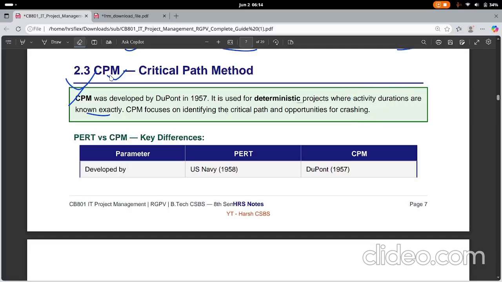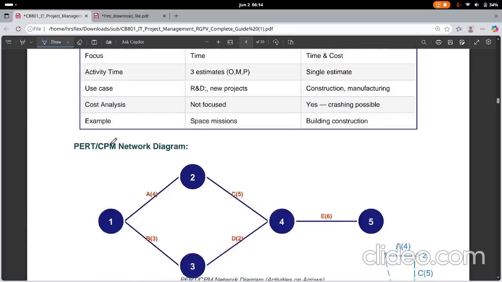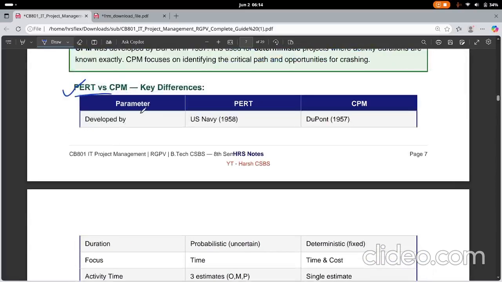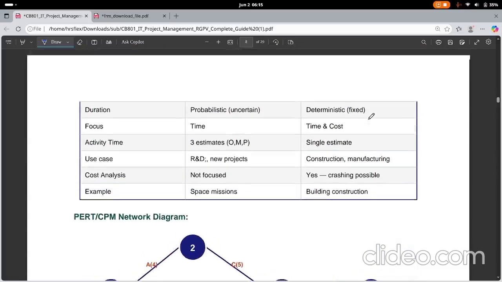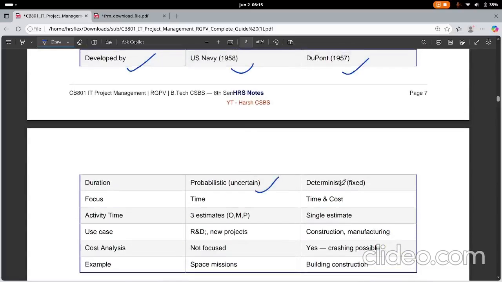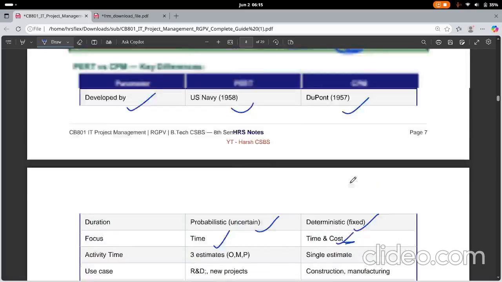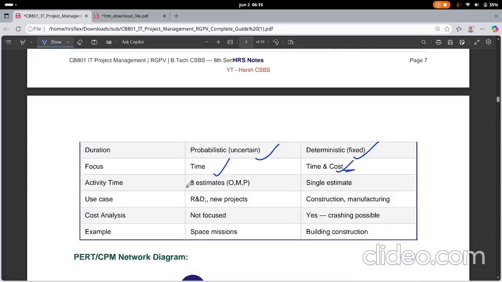So what kind of question can RGPV or any examination ask? They ask for the key difference between PERT and CPM. You can see the key differences here. PERT was developed by the US Navy, while CPM was developed by DuPont. PERT is probabilistic and uncertain, while CPM is deterministic. PERT focuses on time, while CPM focuses on time and cost both, since we know everything about it. For activity time, PERT uses three estimates, while CPM uses a single estimate.